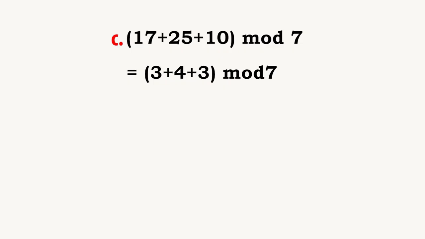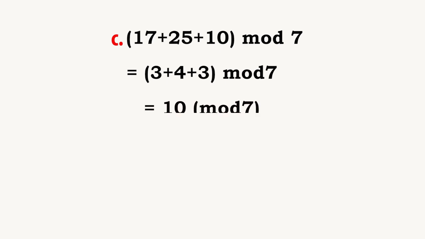I'm sure you know what we are doing. We are dividing 25 by 7. That gives us 3 remainder 4. So we write down the 4. Then we change 10 to mod 7. We divide 10 by 7 and we get a remainder of 3. So we change the original question to 3 plus 4 plus 3 in mod 7.